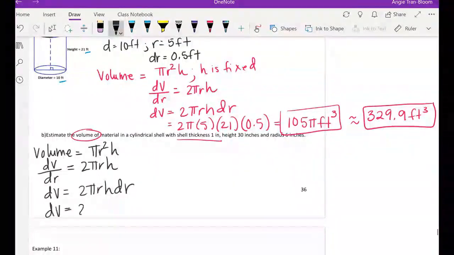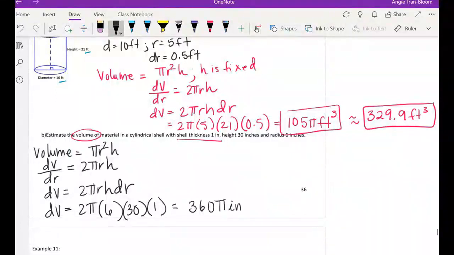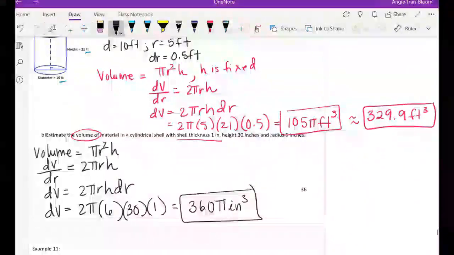So dV is 2 pi, radius is given to you as 6 inches. Then the height is given to you as 30. The change dr, which is the thickness of the shell, is 1. So if you don't have a calculator, I would just take it as 360 pi inches cubed and leave it just like that. It's just fine. Okay, and that's as easy as it is to find the change in volume.